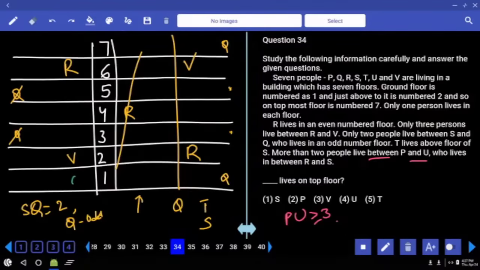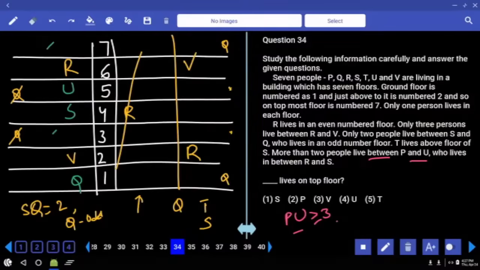If Q is not here, then where should Q be? Q is here. With 2 persons between Q and S, S will be here. Now U lives in between R and S, so U will be here. Between U and P, how many? Greater than or equal to 3. P can be either here or here. Is it possible? No, and this case is completely ruled out.